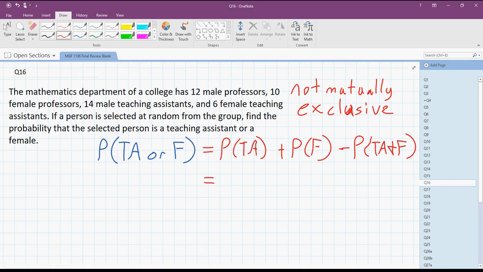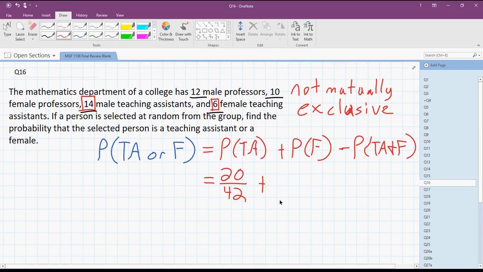So what is the probability of being a TA? 20 out of how many? 42. The 20 came from taking all my teaching assistants and adding them up. 14 plus 6 is 20. The 42 came from adding up all of your numbers. Take 12 plus 10 plus 14 plus 6. That's where the 42 came from. Okay?